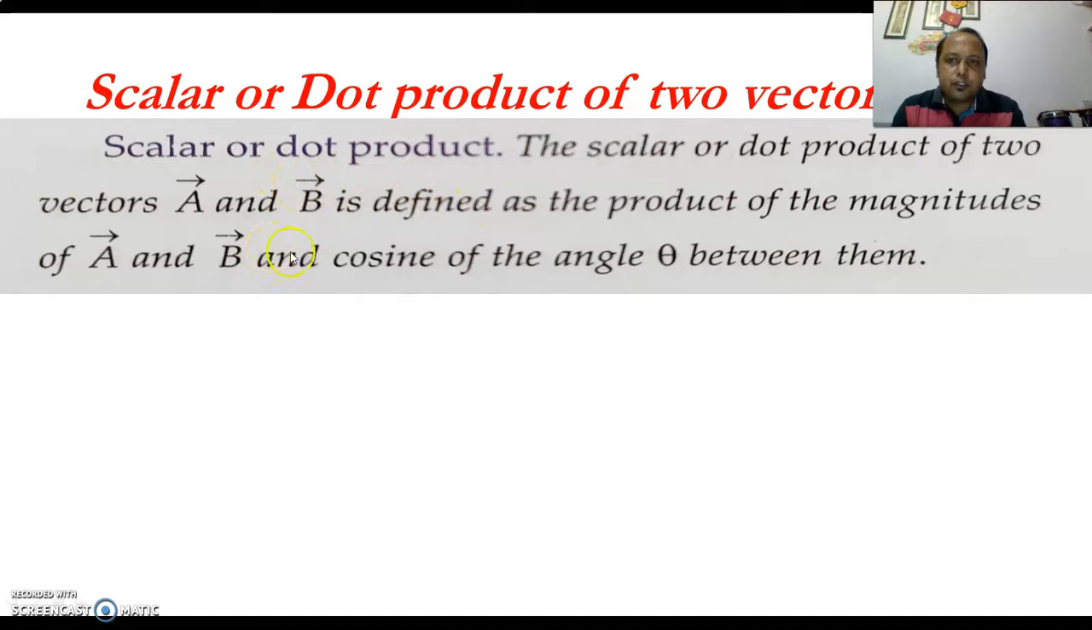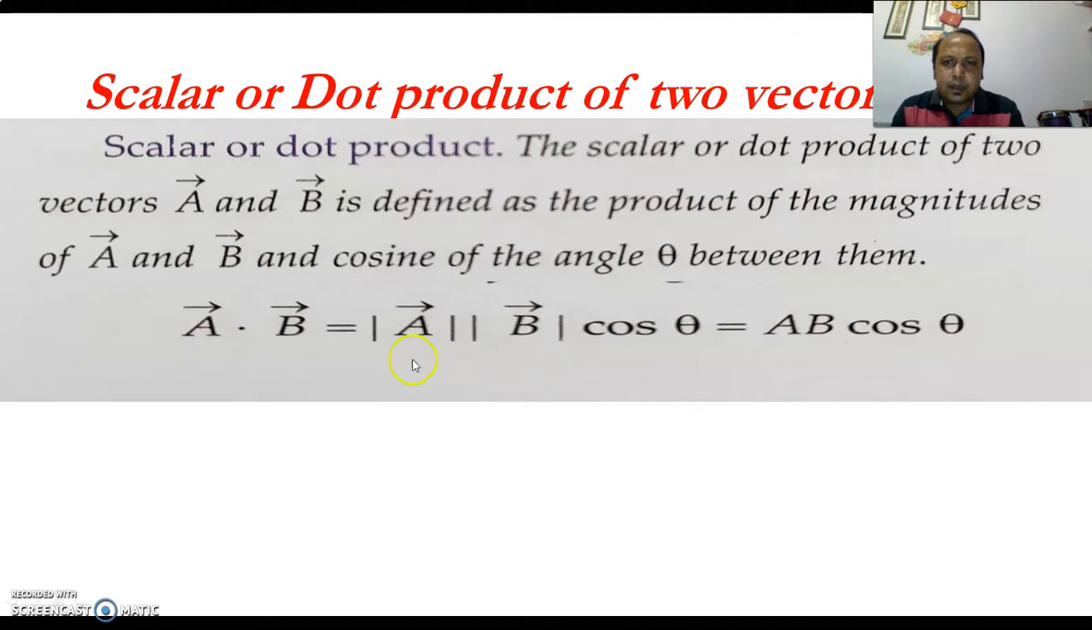The scalar or dot product of 2 vectors, vector A and vector B, is defined as the product of the magnitudes of vector A and B and the cosine of the angle theta between them. That means if the 2 vectors A and B are given, then their dot product is the product of the magnitudes, that is A, B, into cosine of the angle between vector A and vector B. So this is the way in which it is represented. Vector A dot vector B is the product of the magnitude of vector A and vector B and cos of the angle between them. It is also written as AB cos theta.